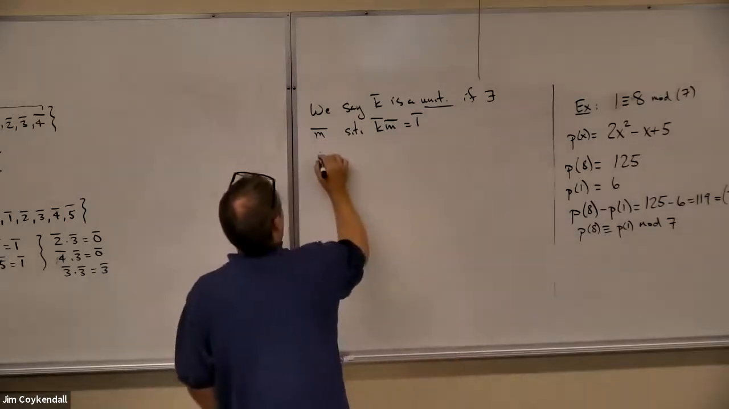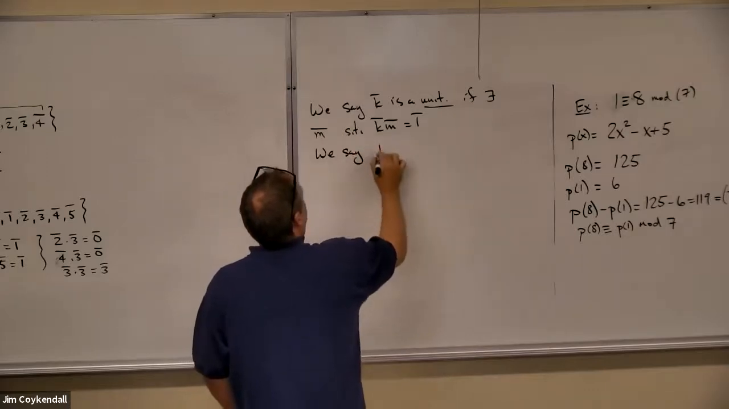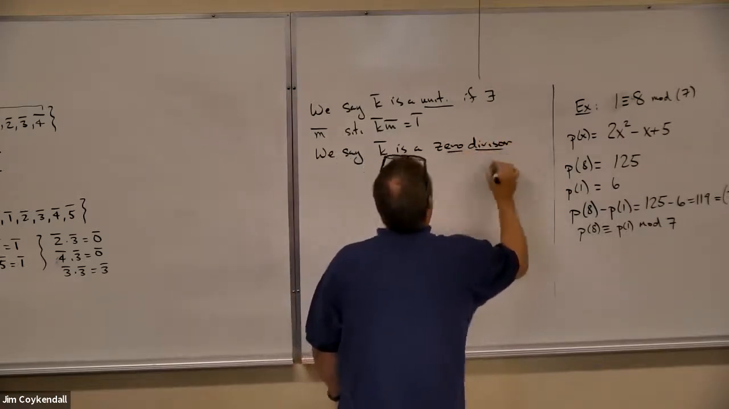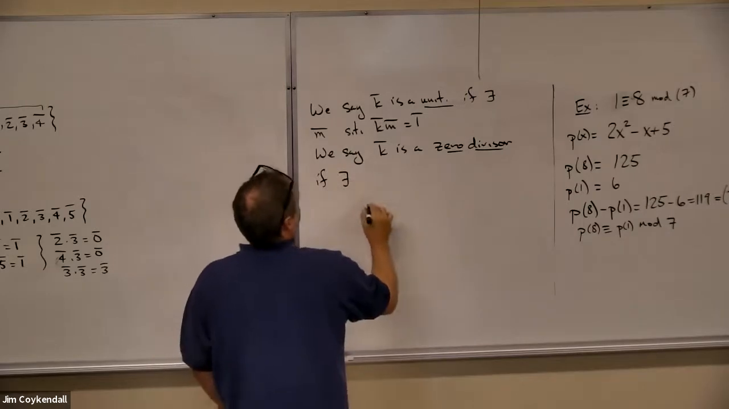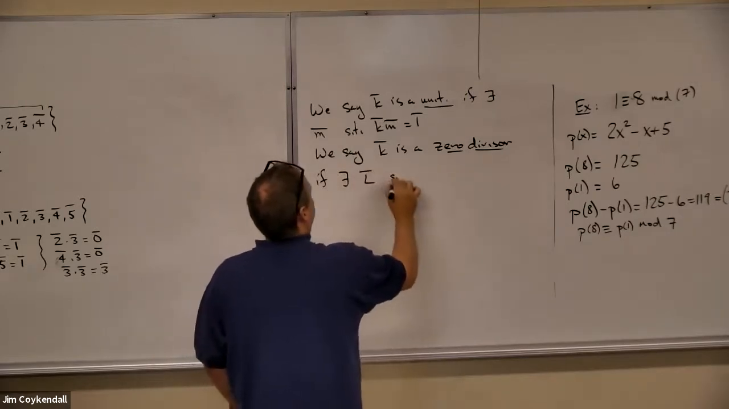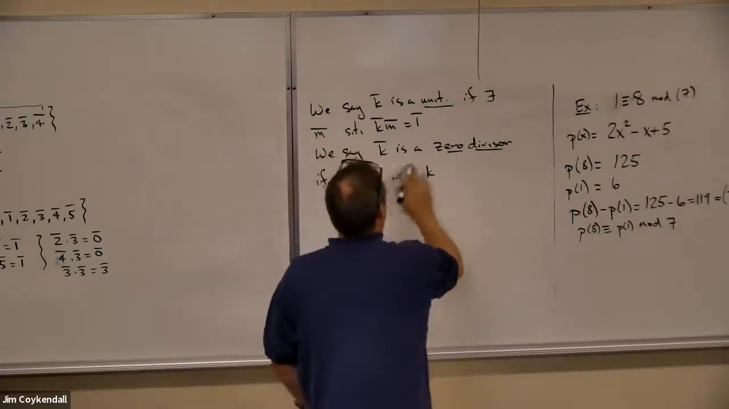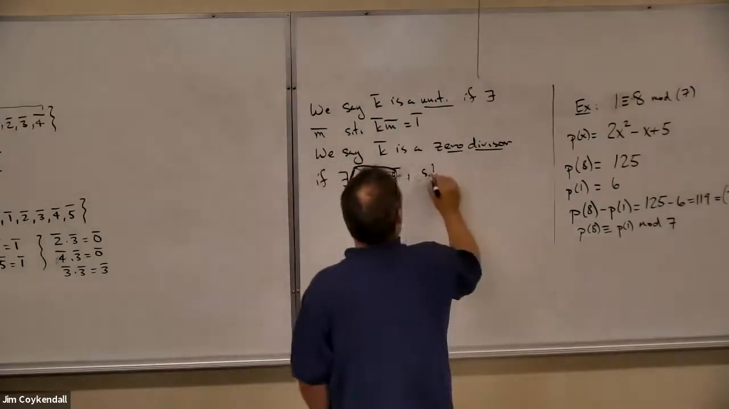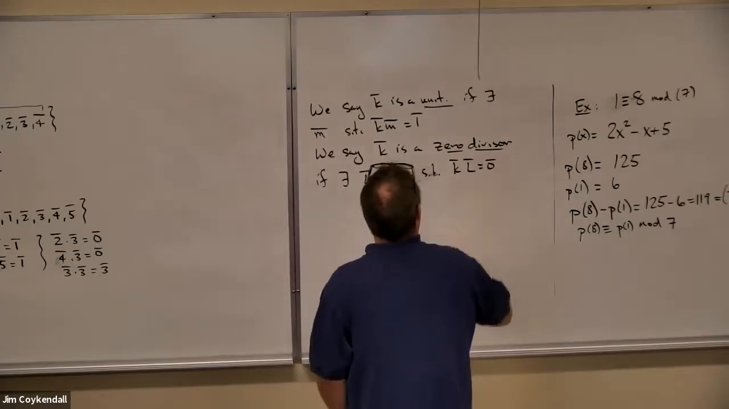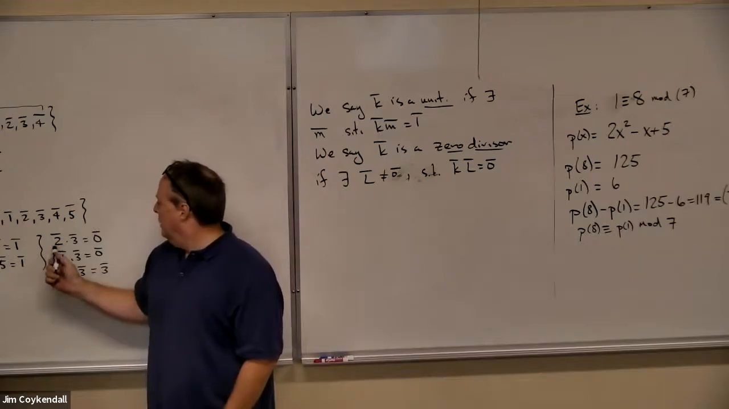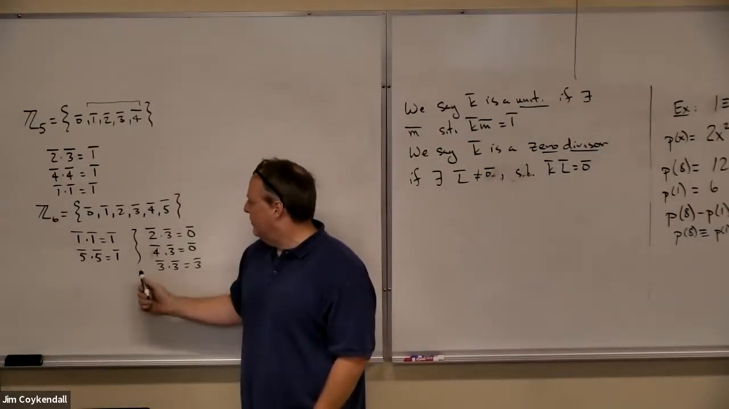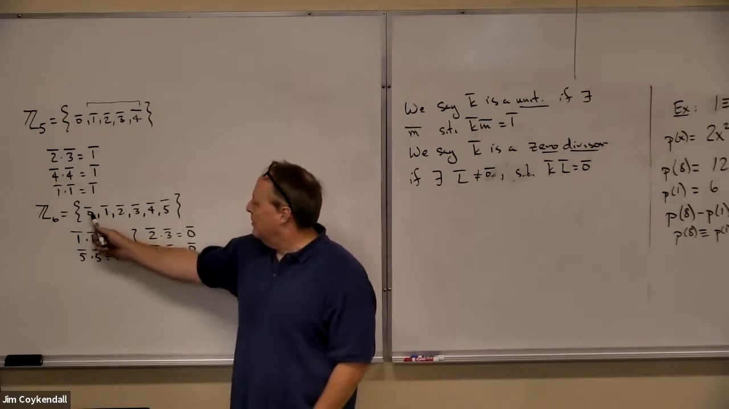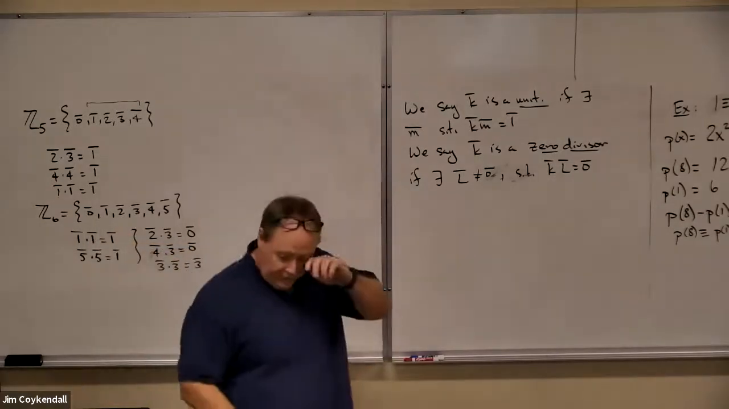We say K bar is a zero divisor if there's a non-zero L bar such that K bar L bar is 0. So over here, 2 and 3 and 4 are zero divisors, and 1 and 5 are units. 0 is a zero divisor technically because you can multiply by a non-zero thing to get 0. It's just kind of silly.